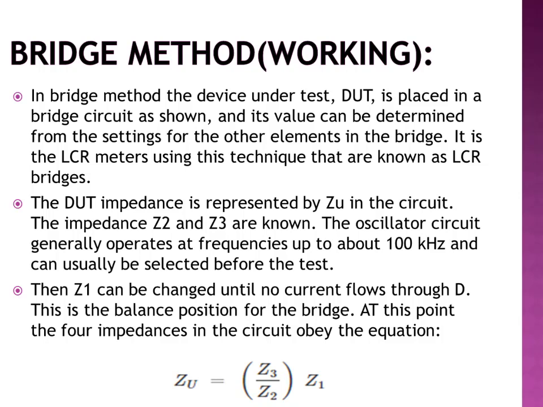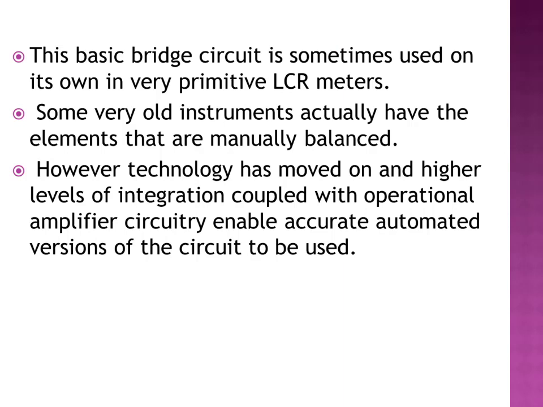Then Z1 can be changed until no current flows through D. This is the balance position for the bridge. At this point, the four impedances in the circuit are in balance. This basic bridge circuit is sometimes used on its own in very primitive LCR meters. Some very old instruments actually have elements that are manually balanced. However, technology has moved on and higher levels of integration coupled with operational amplifier circuitry enable accurate automated versions of the circuit to be used.